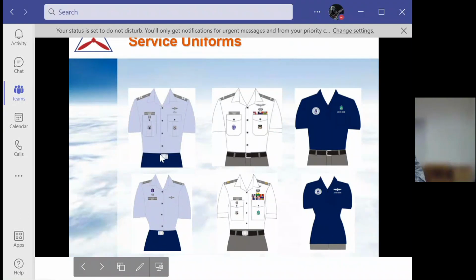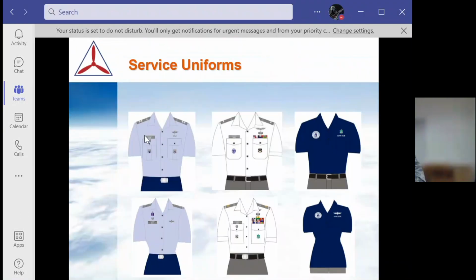So Air Force style, senior member, gray. And this is male, so males up here, females down here. So the male senior member has the silver or gray name tape. Do NCOs wear the rank on the shoulder like that? On the sleeves. This is for officer.